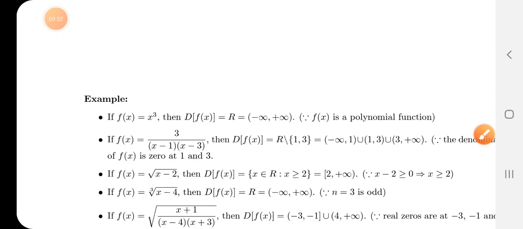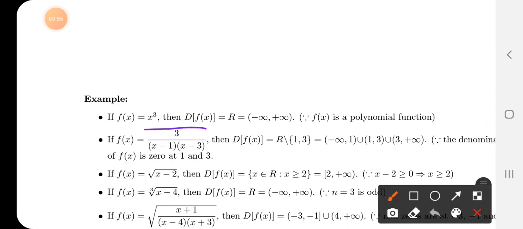In the second example, if you see that this is not a polynomial, this is a rational polynomial or rational function.